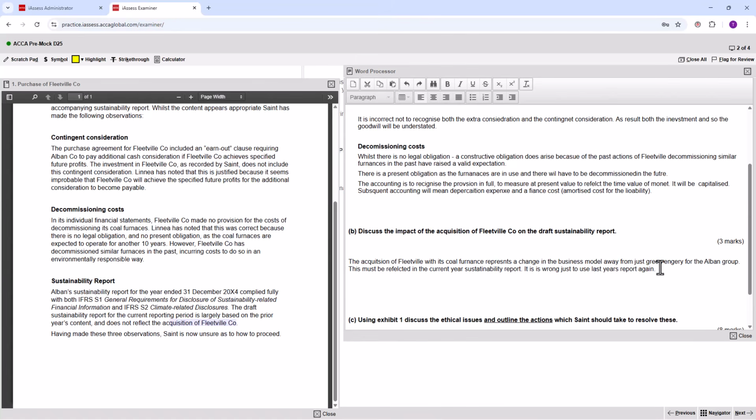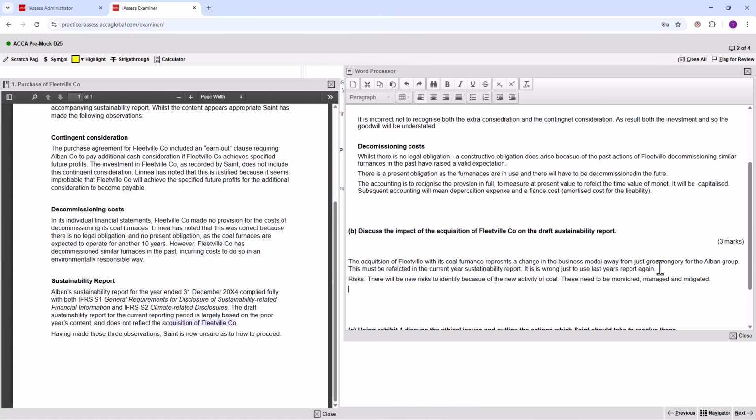That's going to get you 1 mark. Now, when we think about these reports, we think about governance, strategy, risks, and metrics. Those are the 4 pillars. Well, for me, if I've got another 2 marks to earn, I'm going to talk about risks. There will be new risks to identify. And the other one that occurred to me out of governance, strategy, risks, and metrics is metrics. We've got to come up with some new measures.